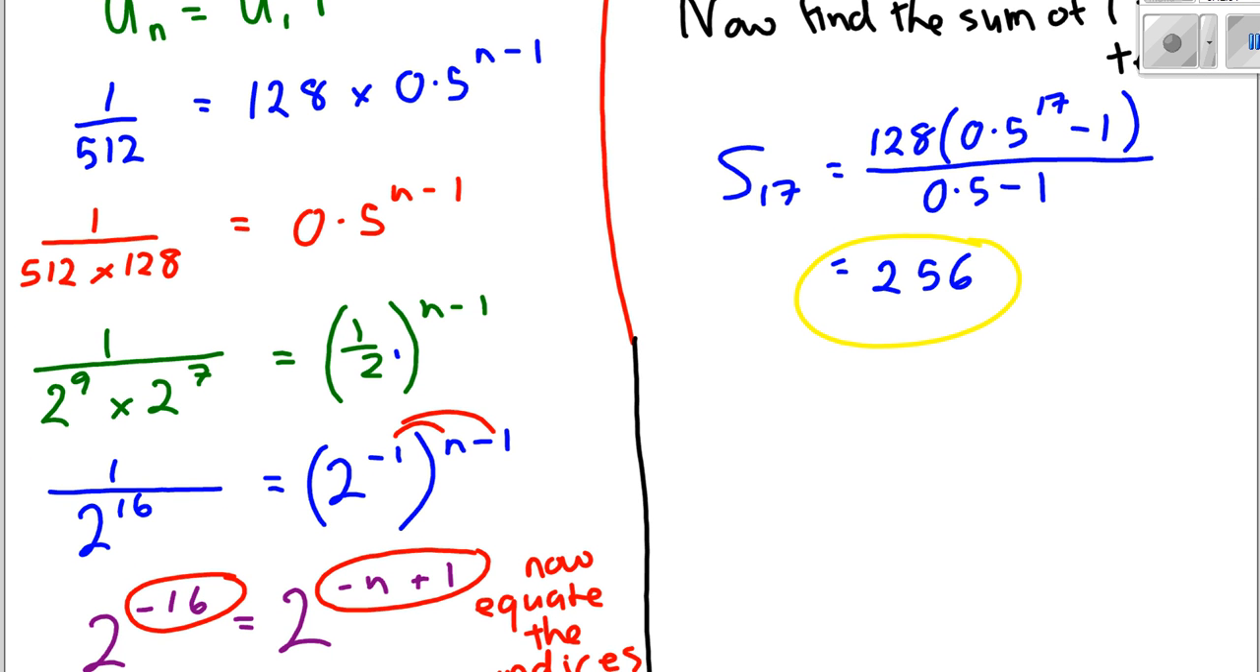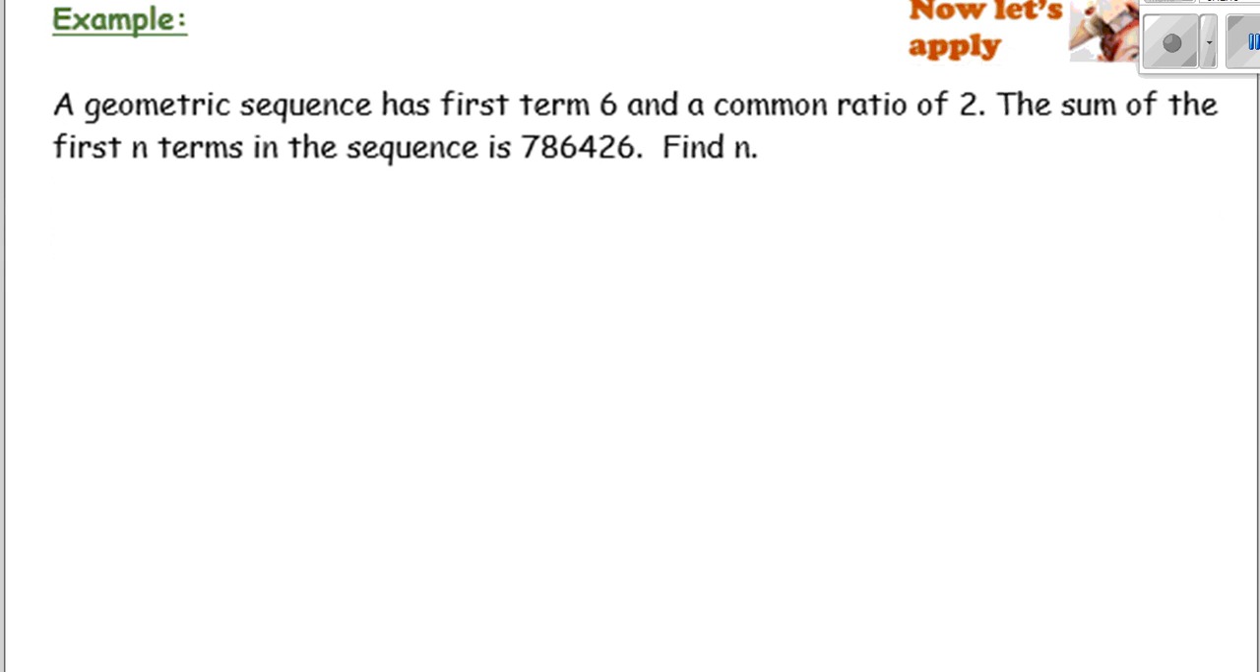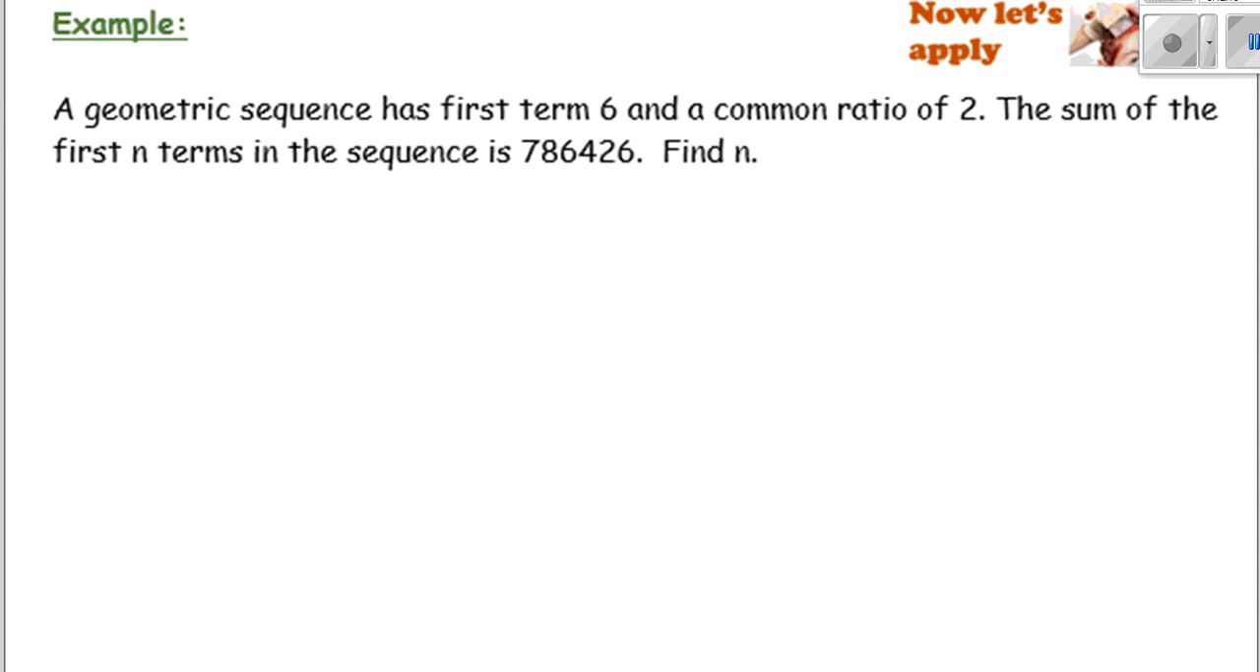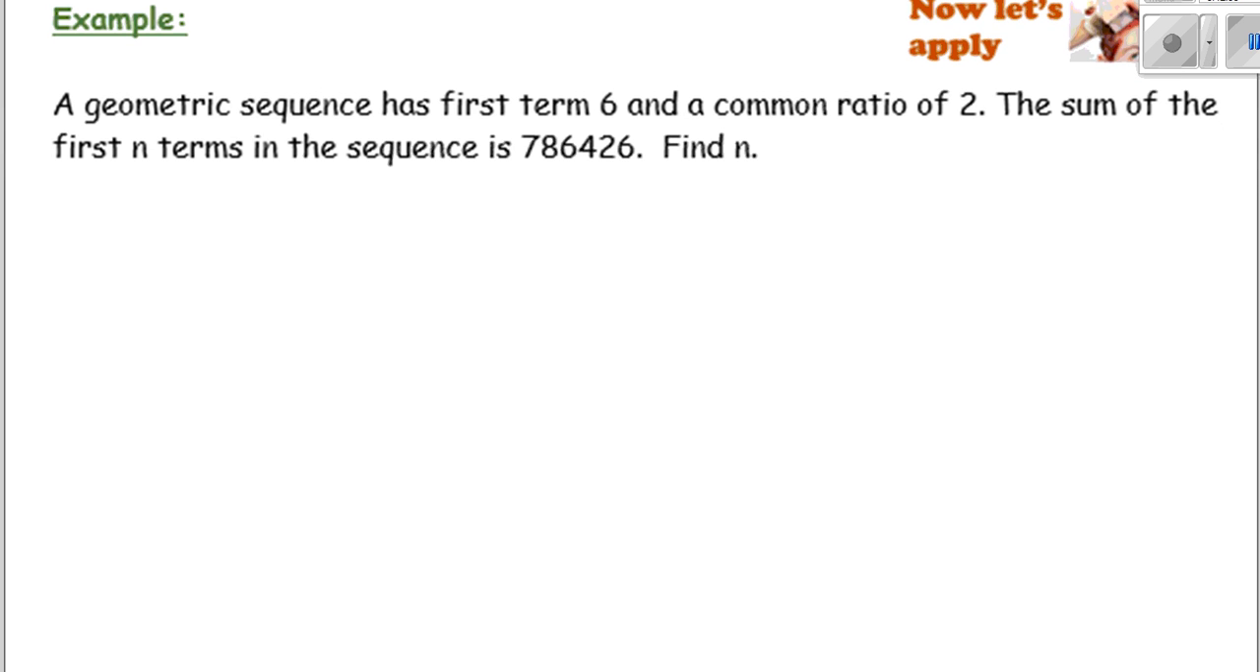So that was very hard. Here's 2 more, maybe a bit more straight up ones. This previous one would have been easy with a calculator. The fact that we just tried it non-calc made it harder. A geometric sequence has the first term 6 and a common ratio of 2. The sum of the first n terms is this thing. We need to find n. We might be getting to the point where we have to solve by graphing as well, because it's pretty hard to solve.